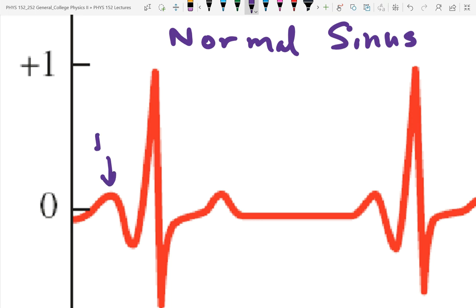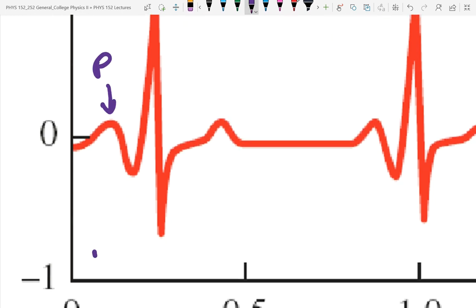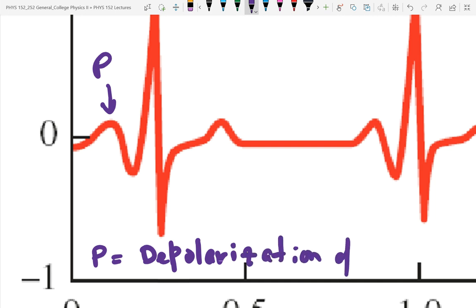And so this here, the first piece is the P wave. So it's called the P. And that P corresponds to depolarization of the atria. Depolarization is when the muscle is contracting because of the electrical signal. So that P wave is showing you, oh yes, their atria are actually working. It's pumping blood with its small efficiency. Then you have this complicated piece.